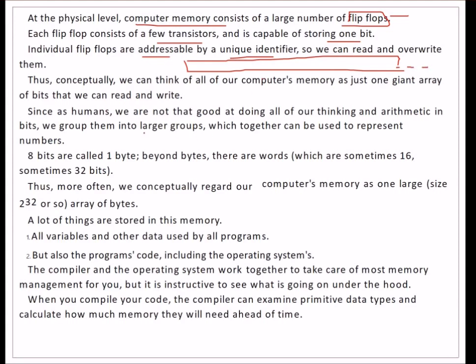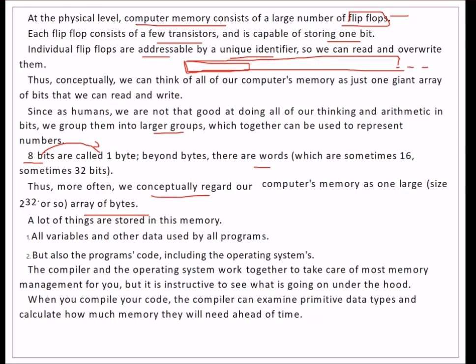Since we are not very good at thinking in arithmetic in bits, we group all these bits into larger groups, and together we represent them by some numbers. How can we do this? For example, 8 bits we call 1 byte. Beyond bytes, we call them words, which are sometimes 16 and 32 bits. So we conceptually regard this computer memory as one life-size array of bytes.